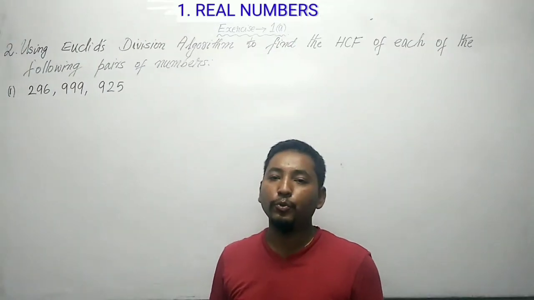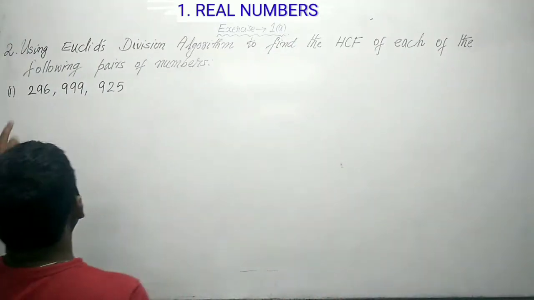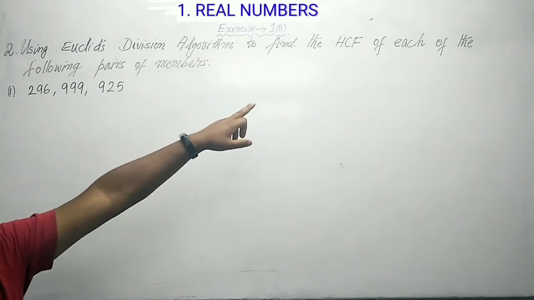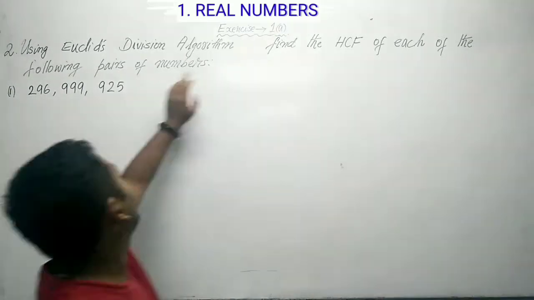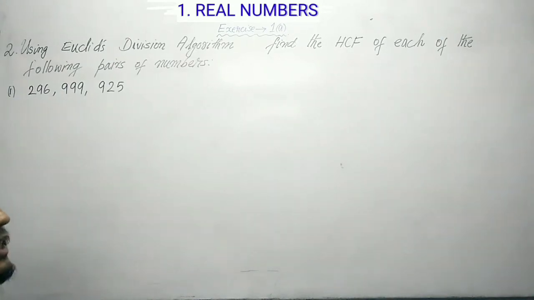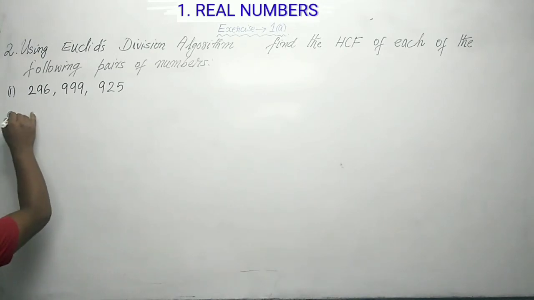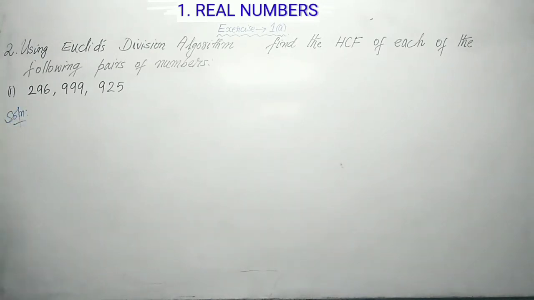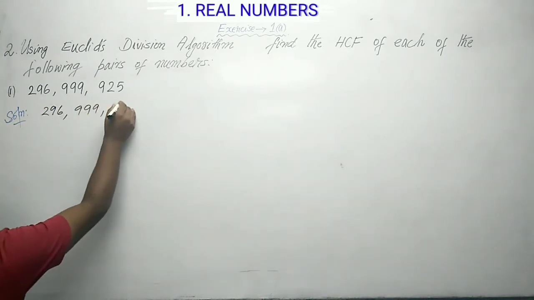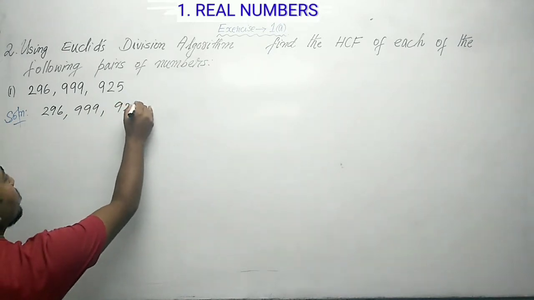Let us try question number 2. In question number 2, the question says, using Euclid's division algorithm, find the HCF of each of the following pair of numbers. The first, number 1 says, there are 3 numbers now. In question number 1, there were 2 numbers. Now here, there are 3 numbers. You have 296, 999 and 925.